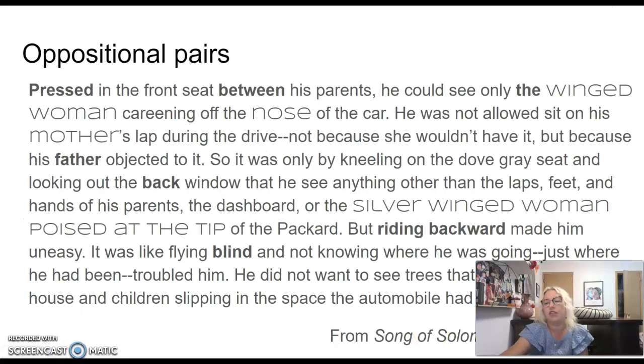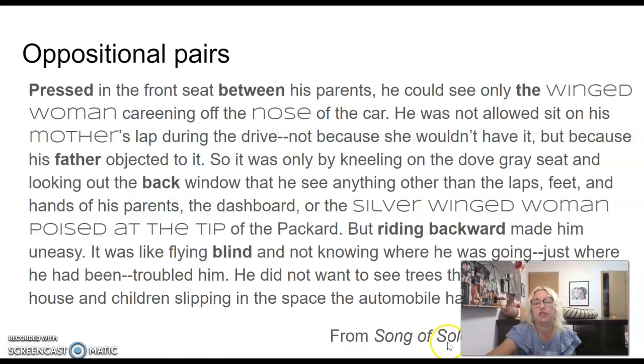This is from my all-time favorite writer, Toni Morrison. Rest in peace. Love her. Okay, I'm sorry, my face is blocking stuff, but it's from her book, Song of Solomon.